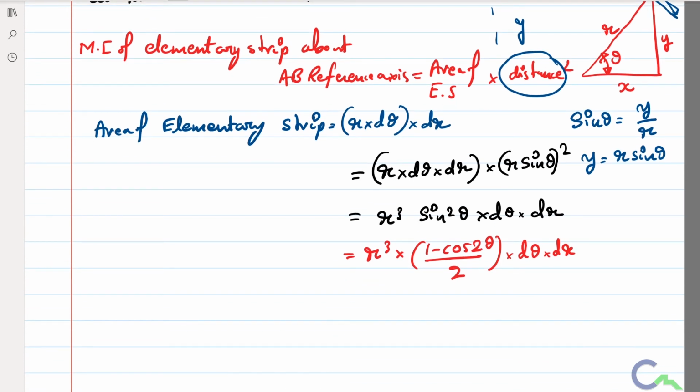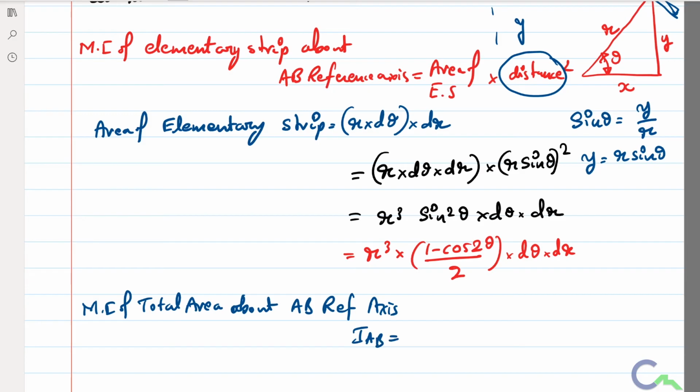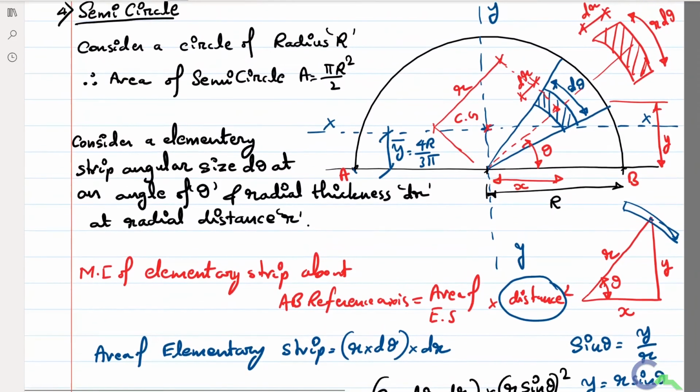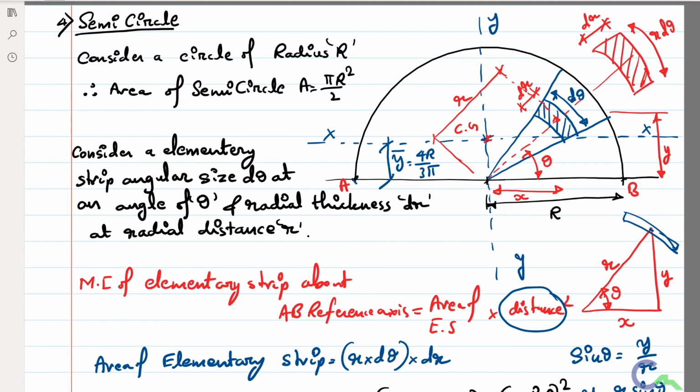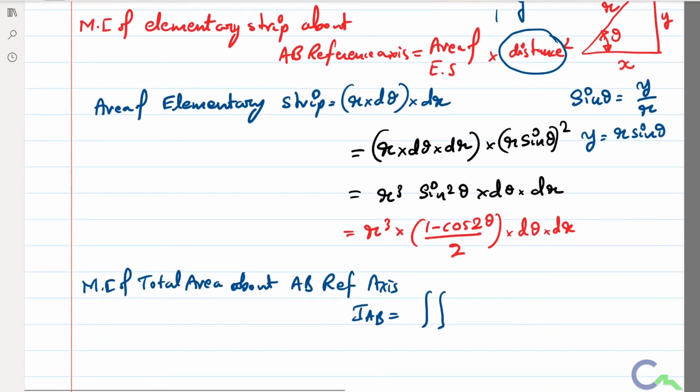So I want to find the moment of inertia of the total area about the AB reference axis. So I can take this as IAB is equal to, I have to integrate this 2 times, with respect to theta and with respect to r. Therefore, I have to do the double integration. So where r varies from 0 to r, whatever the small letter r, the limit is 0 to r. I will take that limit 0 to r.